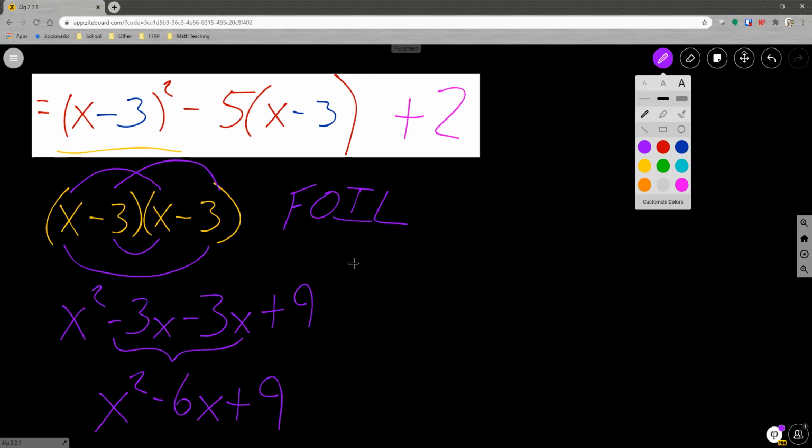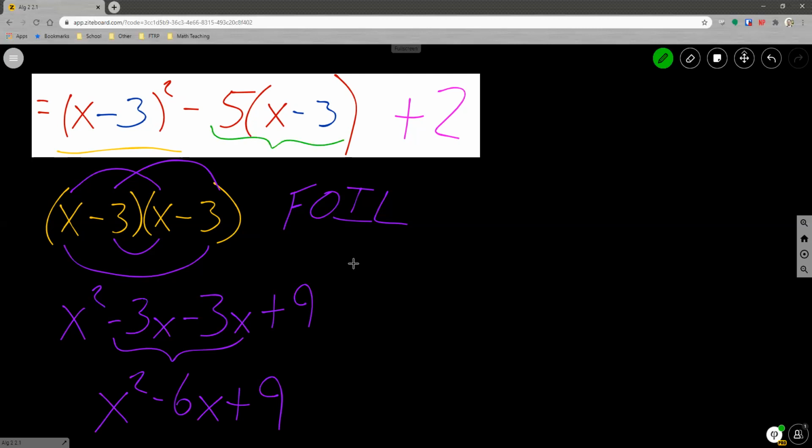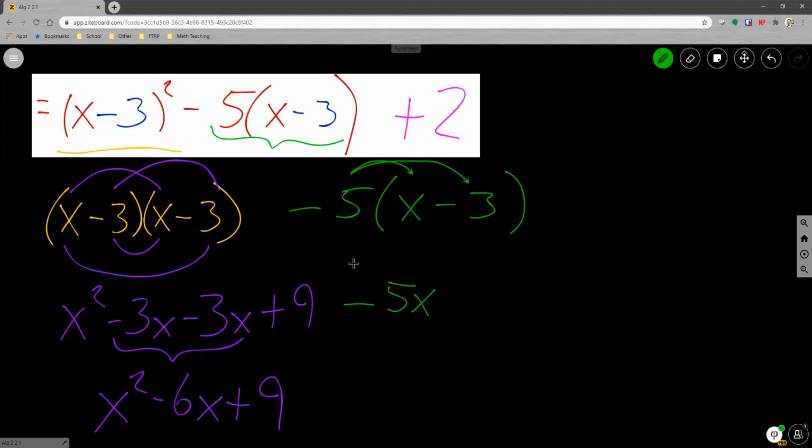Let's continue. I'm going to deal with the second part now. 5 times x minus 3, well, that's easy. Minus, well, let's go up here. I'm going to get rid of FOIL. Minus 5 times x minus 3. This is just simple distribution. Negative 5 times x and negative 5 times negative 3, which gives me negative 5x. Negative times a negative becomes positive 15. And I'm just going to move these guys down because there's no other simplifying that needs to be done. And then finally, the last value we have is just a plus 2, which I'm just going to bring down.